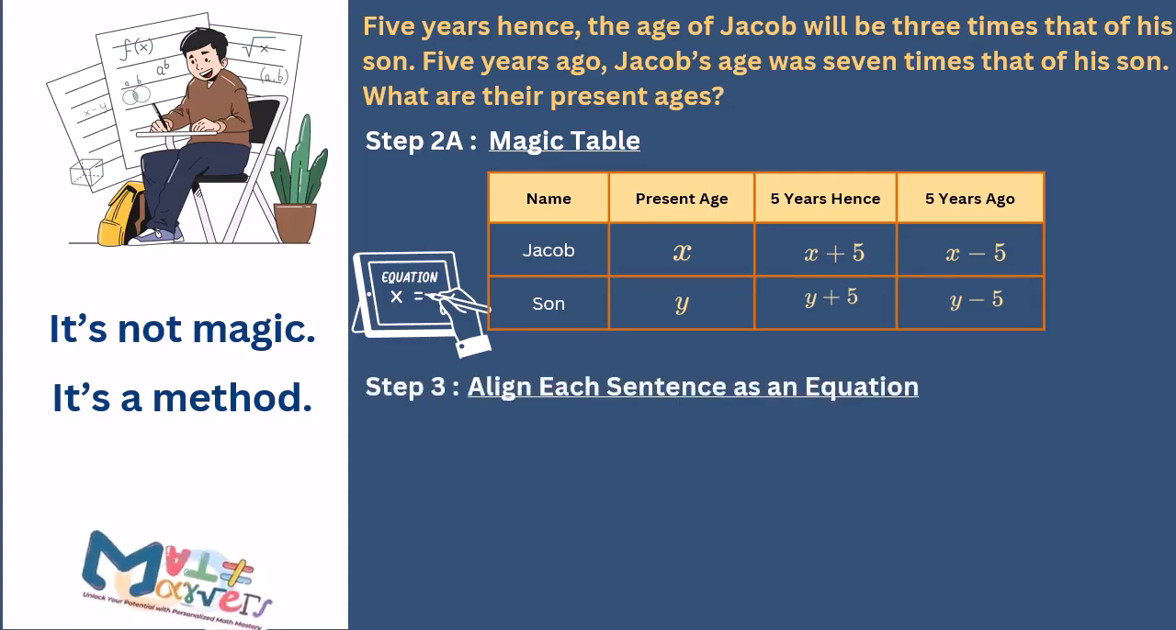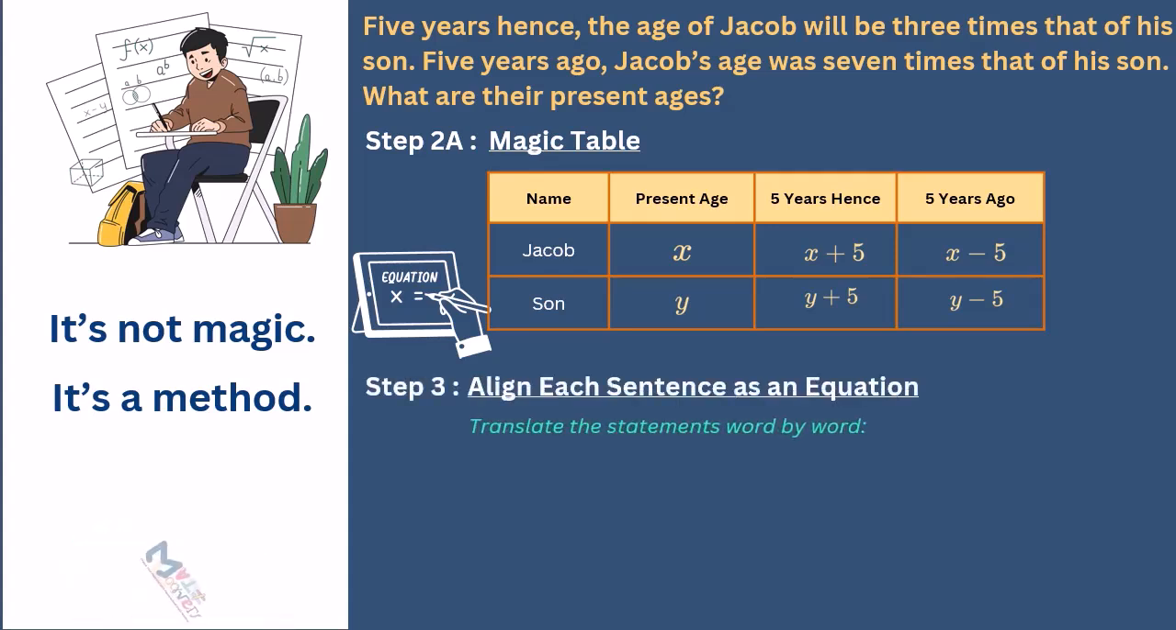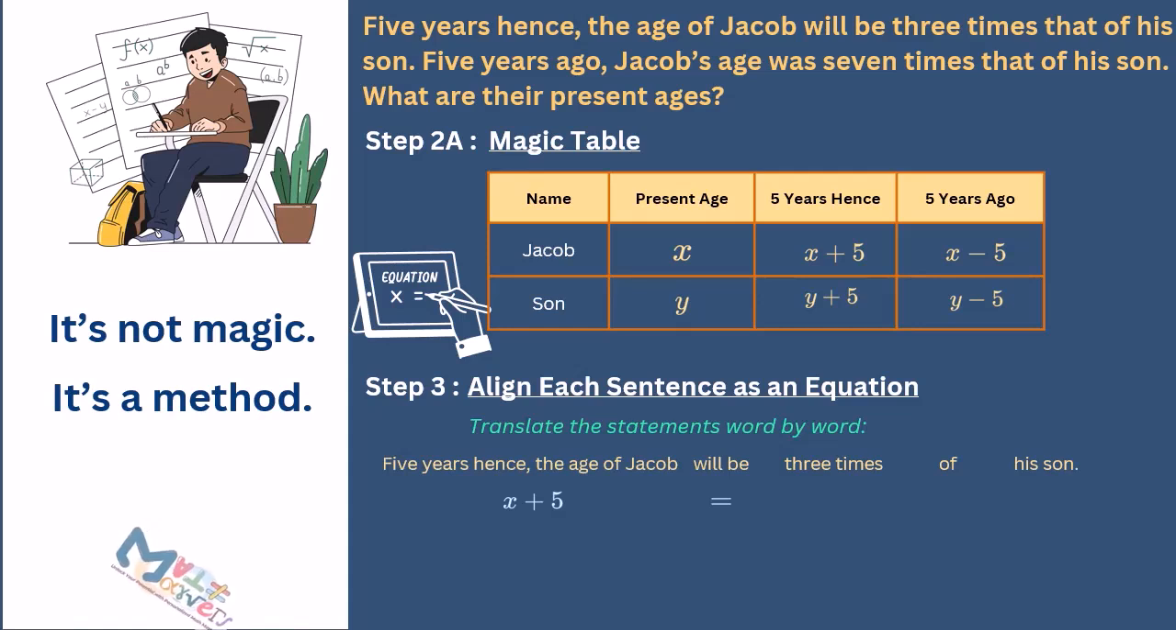Now, time to align each sentence as an equation. Let's take it one line at a time. 5 years hence, the age of Jacob will be 3 times that of his son. The first thing we do is spot the terms like is, was or will be. Here we see will be, so we put an equal sign in place of that. Now, look at the left-hand side part of will be. It says 5 years hence, which means Jacob's age 5 years later. So, we write X plus 5 on the LHS.